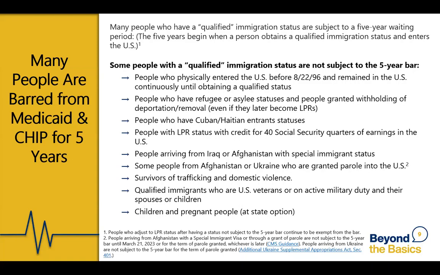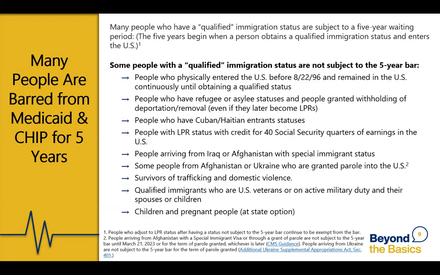And that exception to the 5-year bar remains in effect even after they obtain lawful permanent resident status. Cuban Haitian entrants, people who have credit for 40 quarters of earnings in the United States. So that's people who have worked for 10 years or who have obtained the credit for those years of work through a spouse or parent, are exempt from the 5-year bar. People who are coming from Iraq or Afghanistan with special immigrant status.